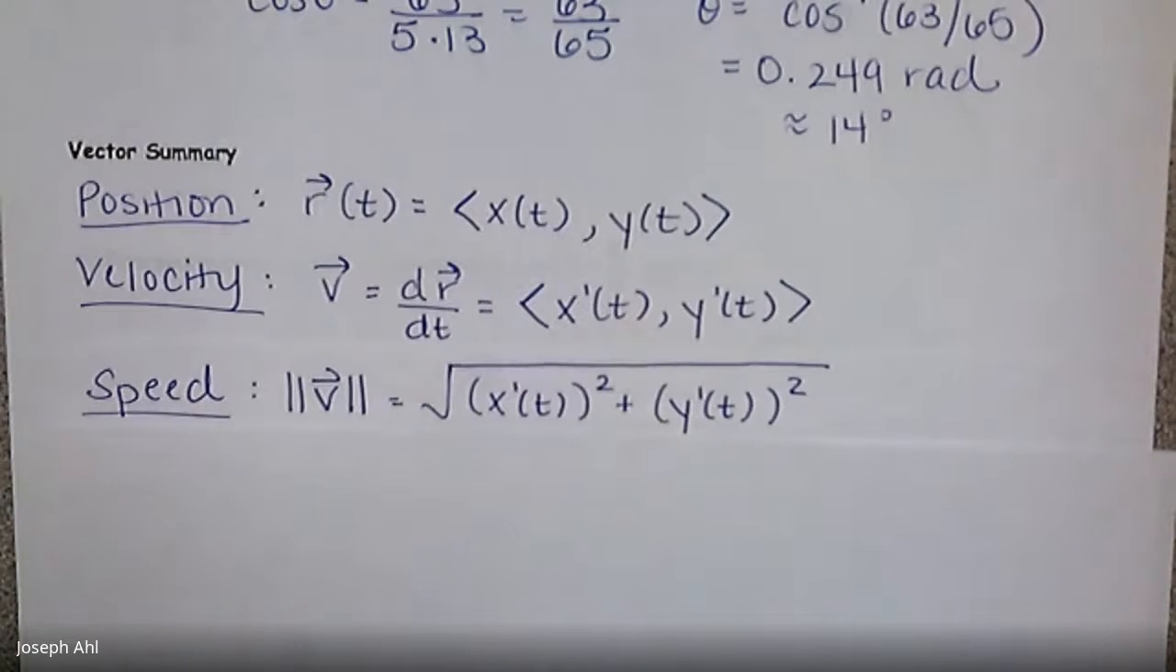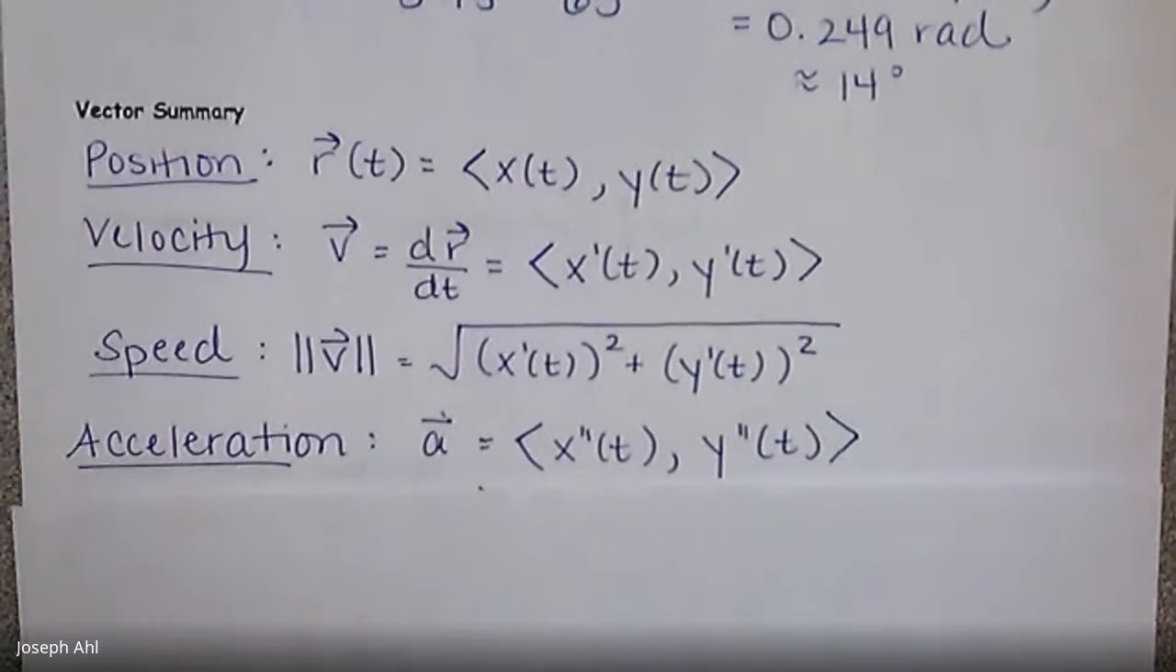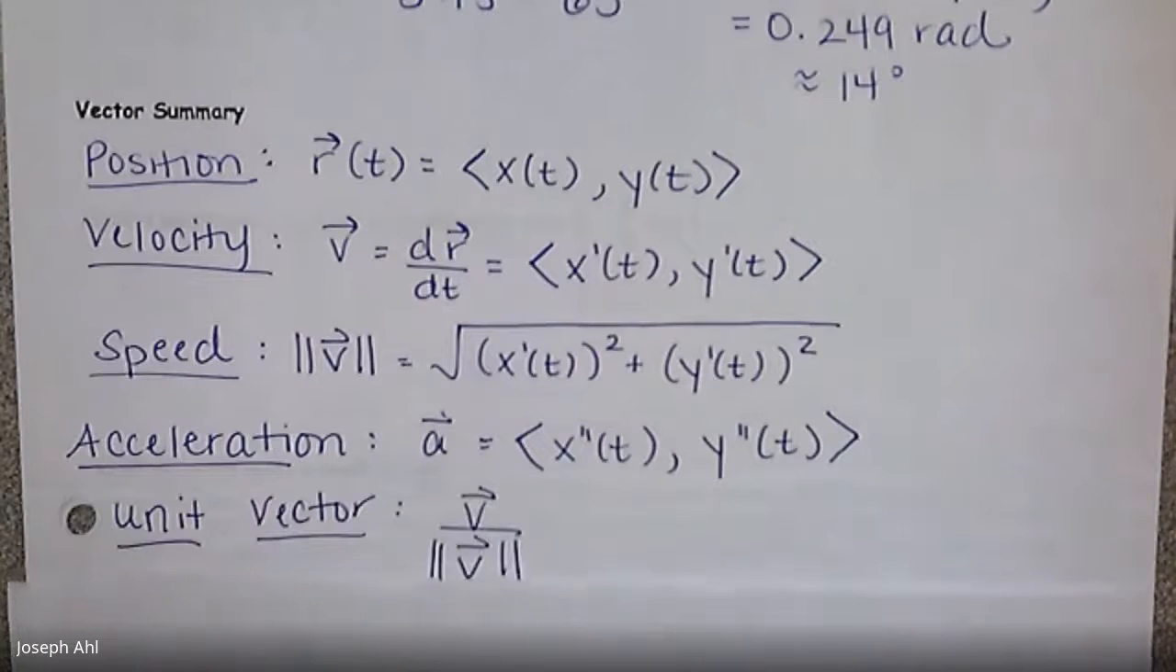We can find the speed by finding the magnitude of the velocity vector. And I realize I'm going through this maybe a little bit quickly, so if you need to pause and make sure you have it all down, of course you may do that. Acceleration would be the derivative of velocity, or the second derivative of position. And last but not least, we have a definition for a unit vector when needed. It is the vector divided by its magnitude. And as you recall, a unit vector is a vector of length 1.